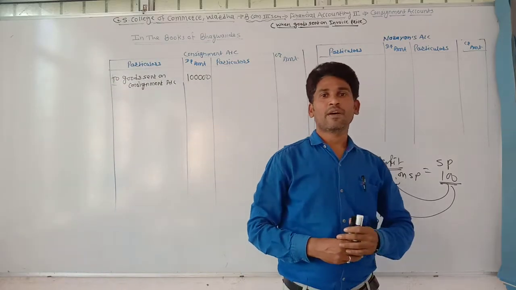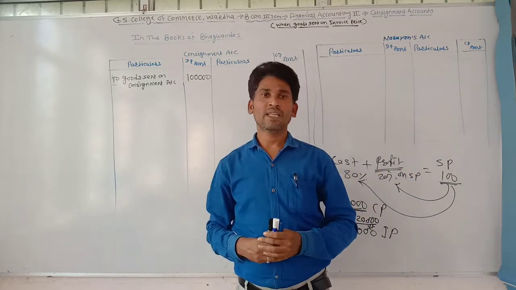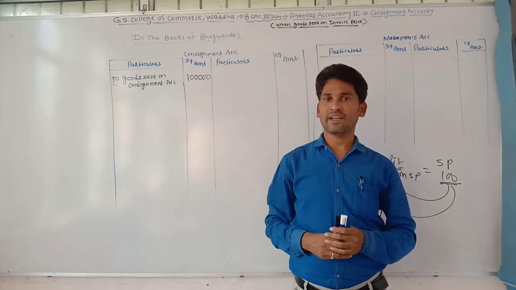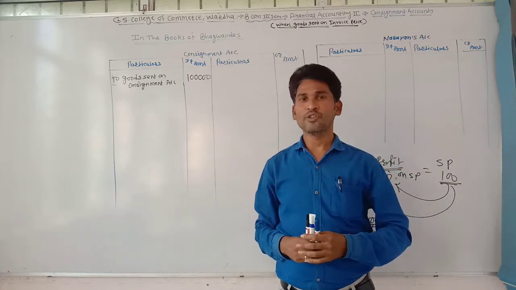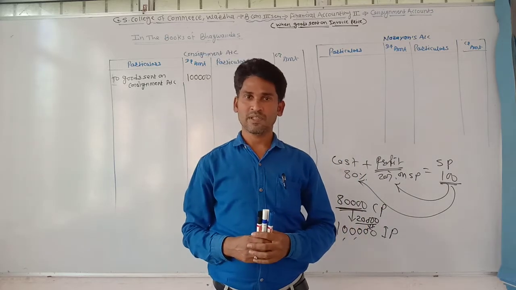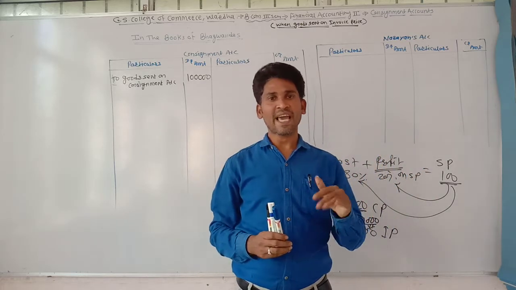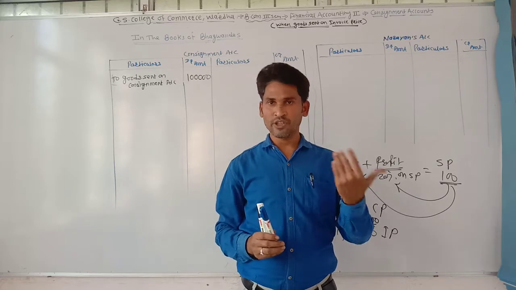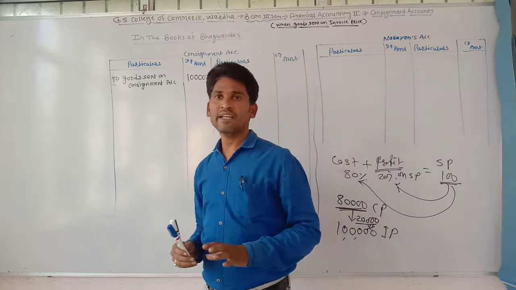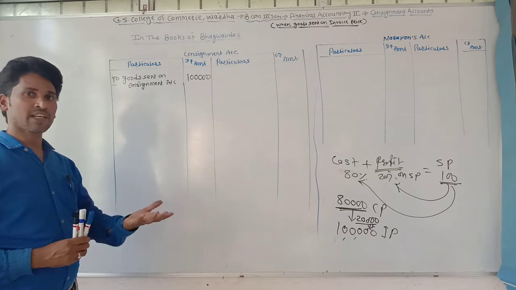For that, Bhagwan Das spent rupees 1,200 for carriage and cartage, rupees 800 for insurance, and rupees 1,000 for other expenses. It means the consignor spent a total of rupees 3,000 for various expenses.